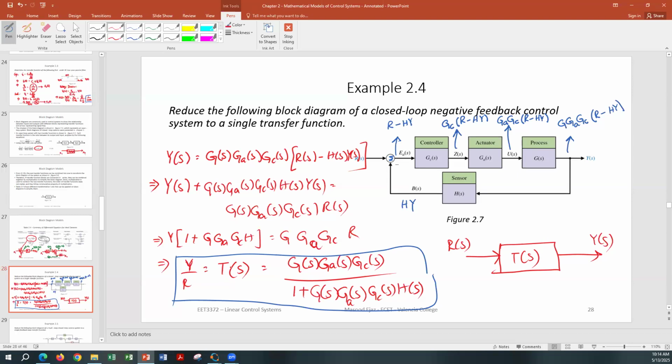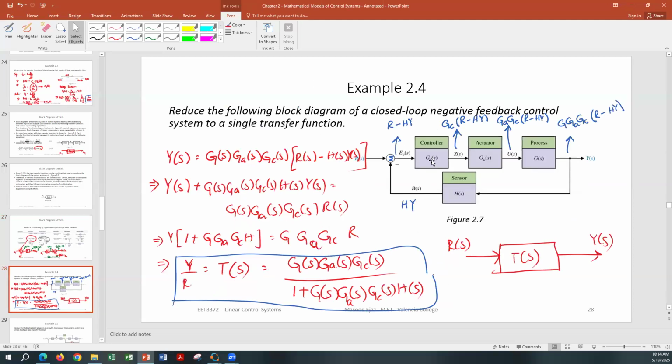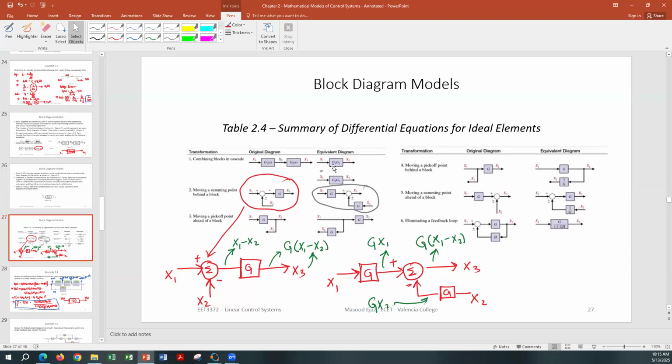Now the same thing, if we go back to the last slide and see what we can do. First, we can use the first one, combining all the blocks, because you have 3 blocks in cascade. If we combine all 3 blocks, it's going to be GC, GA, and G, which will be 1 block in the forward path. This is called the forward path. This is called the feedback path. So the forward path is going to be GC, GA, GS, which will be this.